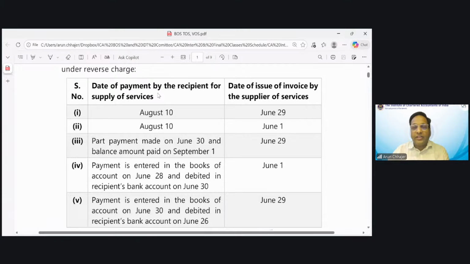Assume that the supplier of the service is registered and is required to issue the invoice. The date of payment is June 29. Second is the date immediately following 60 days from the invoice issued by the supplier, so add 61 days. June, July, August. It will not be the 31st. July will be the 31st, so one day is covered automatically, and it will be August 29 only.